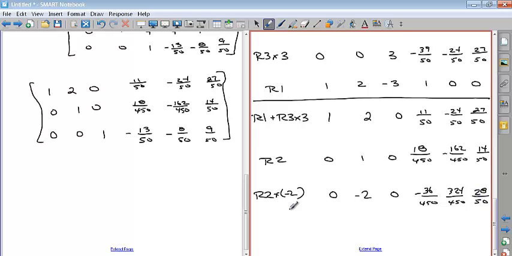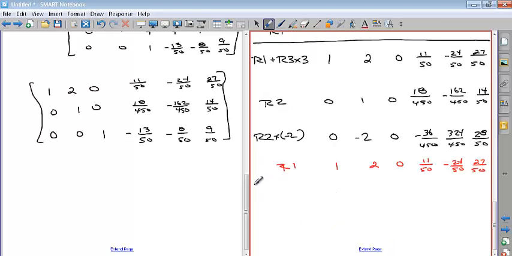Then we write in our new row 1 that we had up earlier. It's right there. So this is row 1. So it's 1, 2, 0, 11/50, minus 24/50, 27/50. And then you add these two. So you take row 1 and you add row 2 times negative 2. And what you get is 100, which is what we're trying to get.